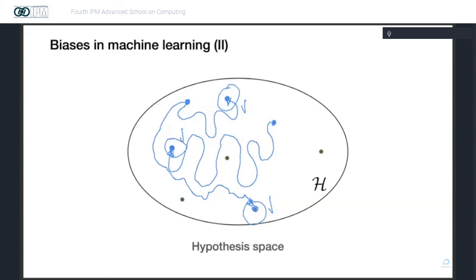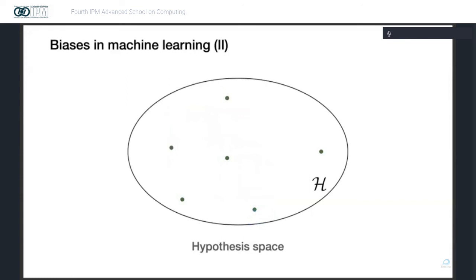Let's see a simple example for linear classifiers. So let's say our model is a linear classifier. The parameter that I have for a linear classifier, let's say it doesn't have a bias, would be the normal vector to the separating hyperplane, because it's a linear classifier. So each point in my hypothesis space would correspond to one separating hyperplane.